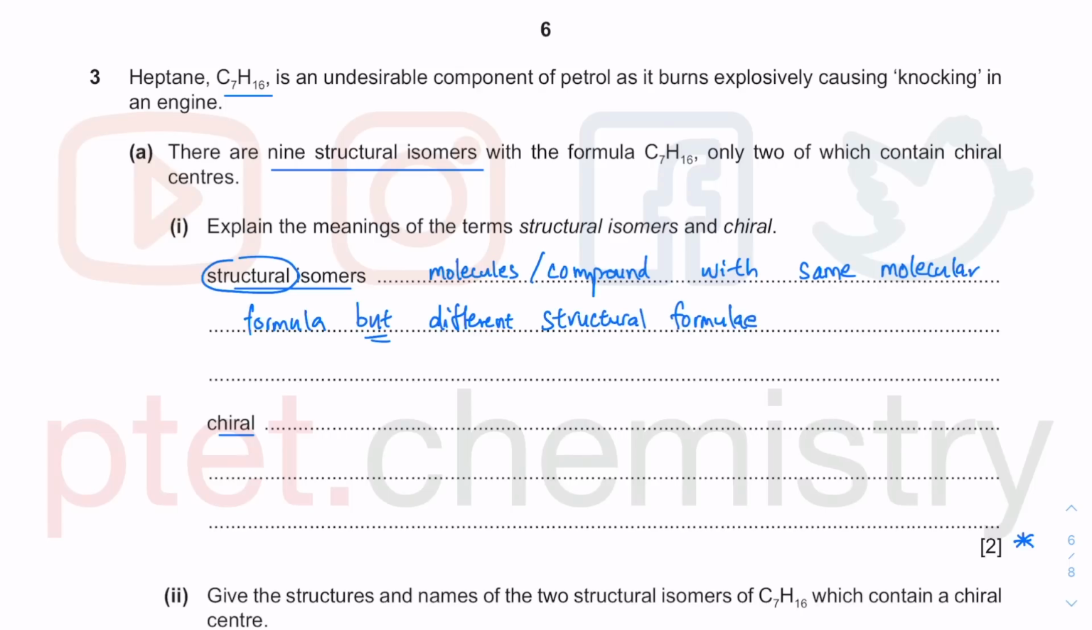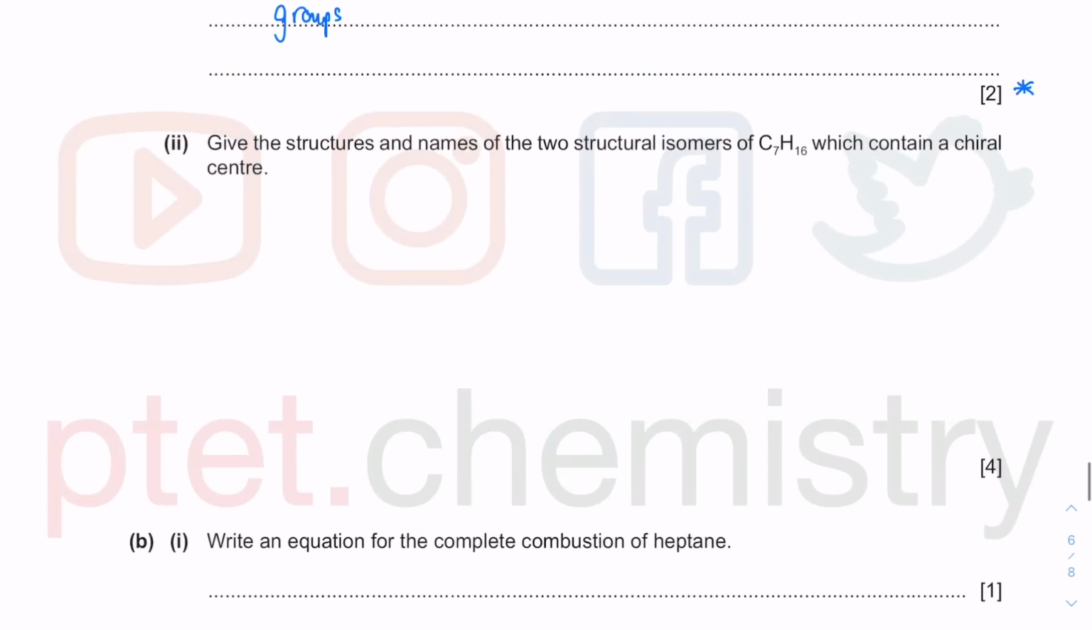As for chiral center, you're looking at a carbon atom, and this carbon atom is bonded to 4 different groups. Well, in fact, 4 different atoms or groups of atoms, because it could be just atoms or it could be groups of atoms. I guess 4 different atoms or groups should be okay, and therefore you will get non-superimposable mirror images of each other called enantiomers.